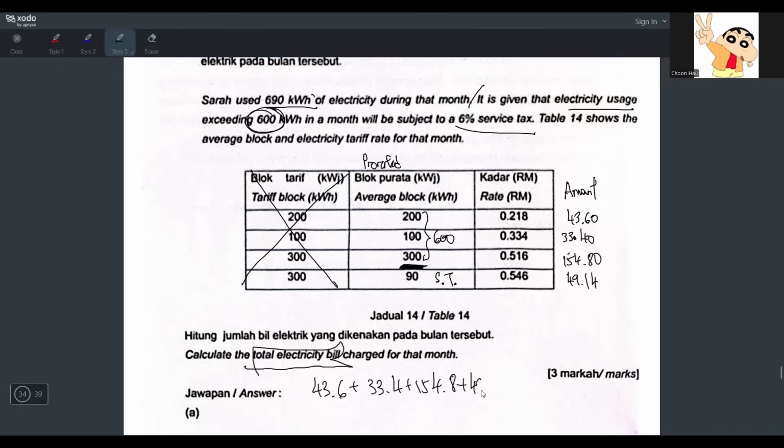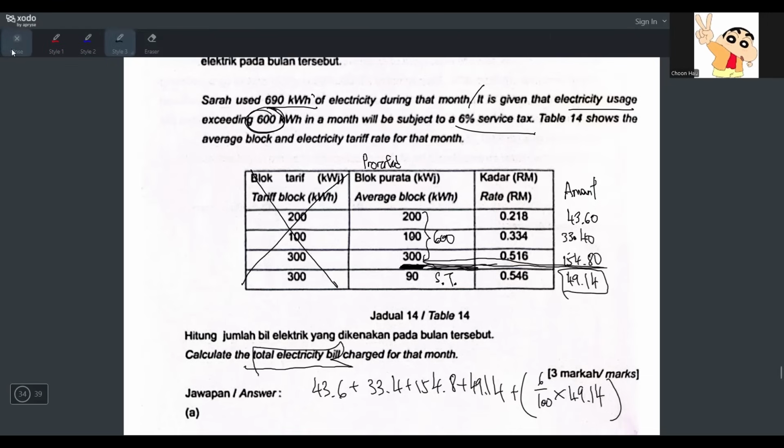plus 49.14. But there's one more thing you have to add, which is the service tax charged 6%. And the 6% will only be charged on this amount, because this is the cutoff. The service tax is only charged when the usage exceeds 600. So we have to times the amount 49.14. That's how you do it.